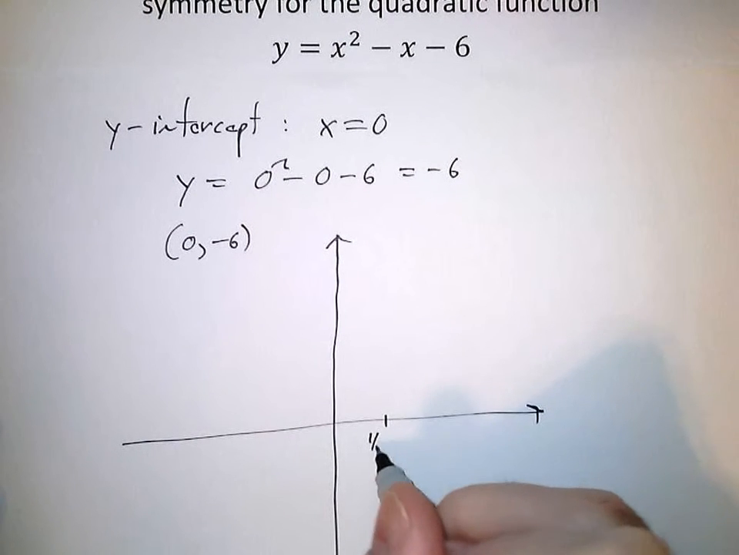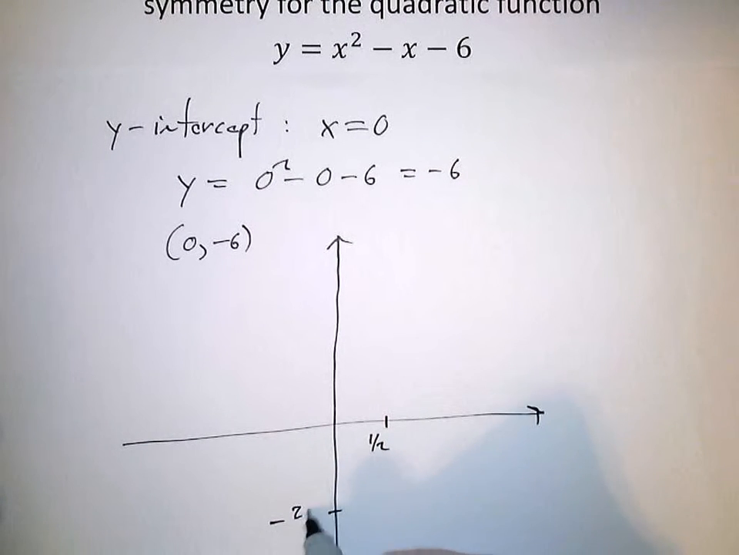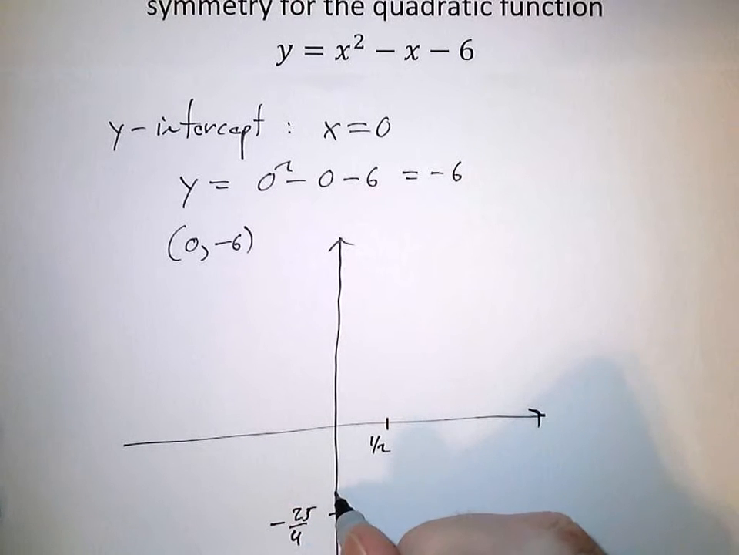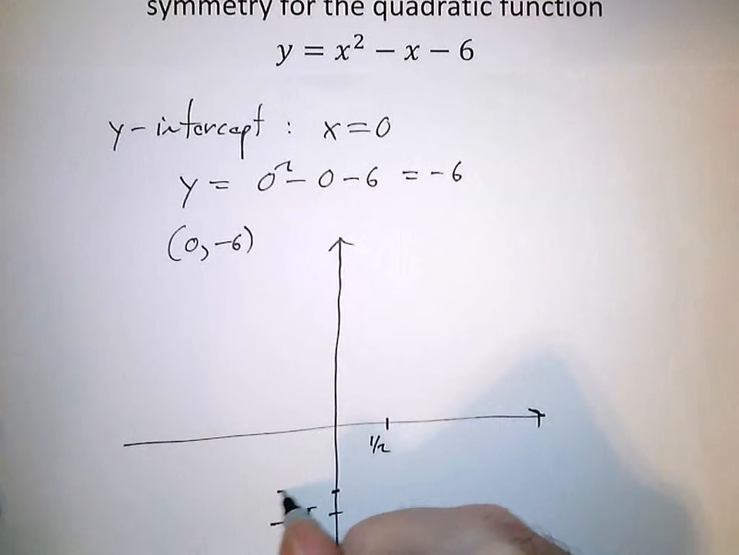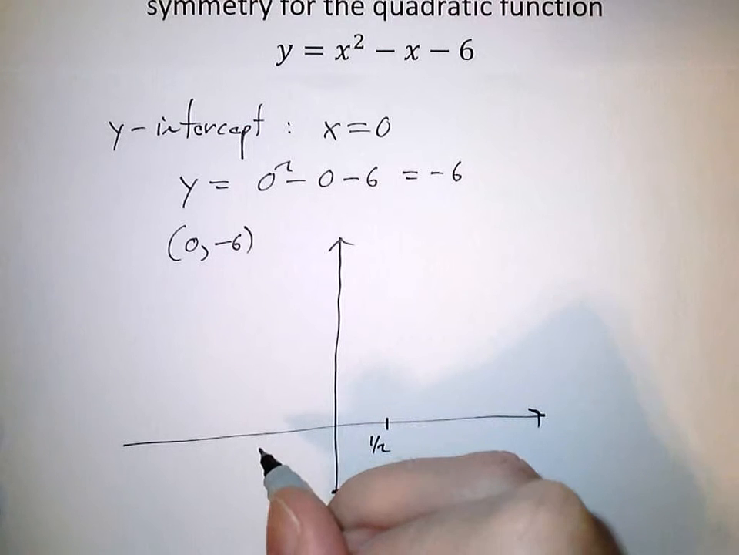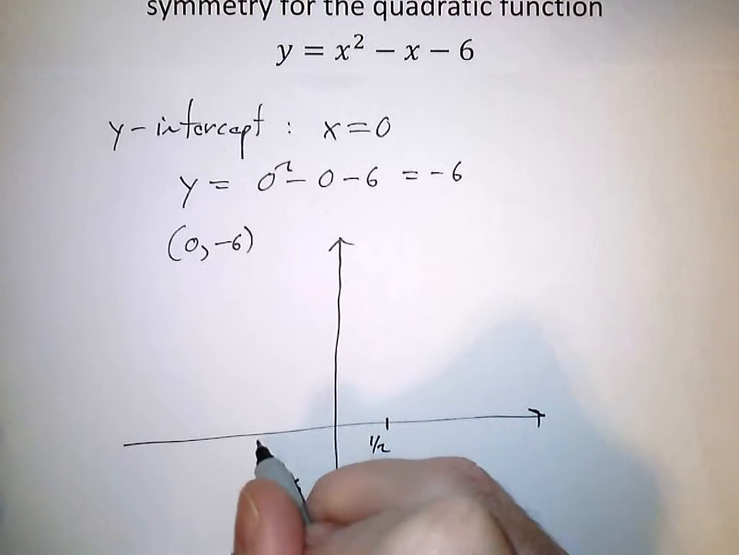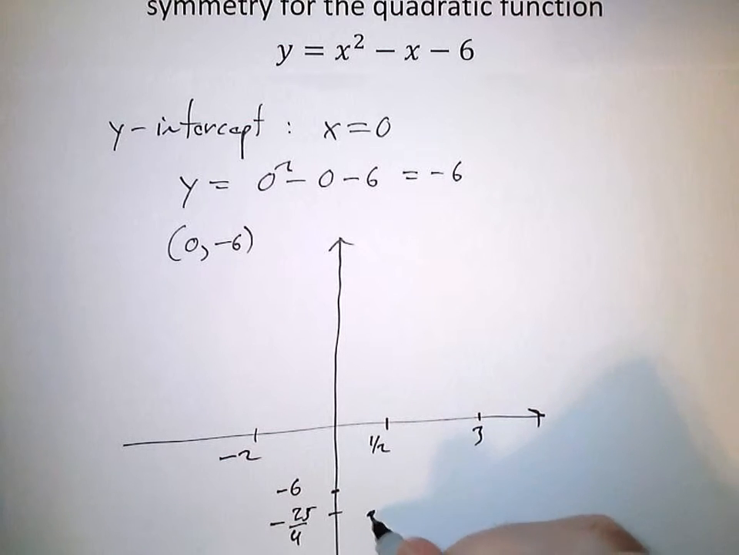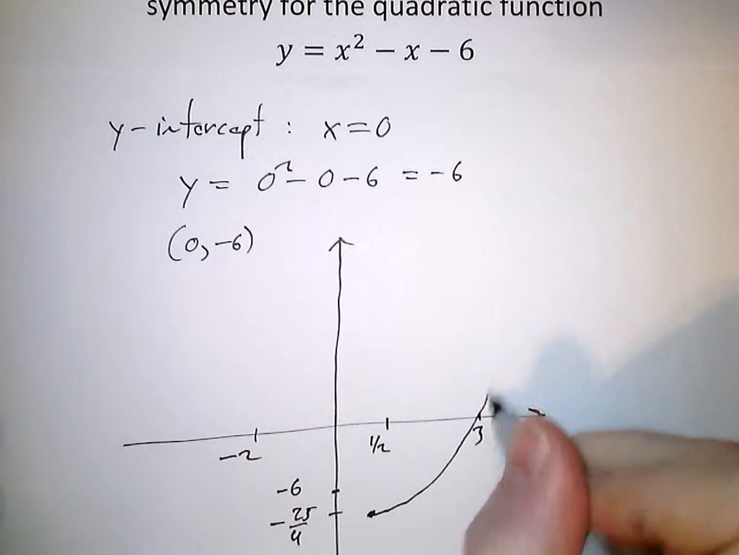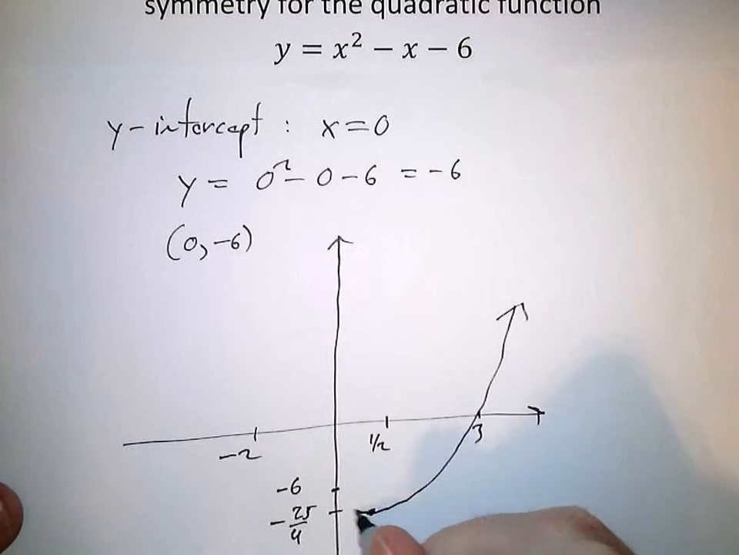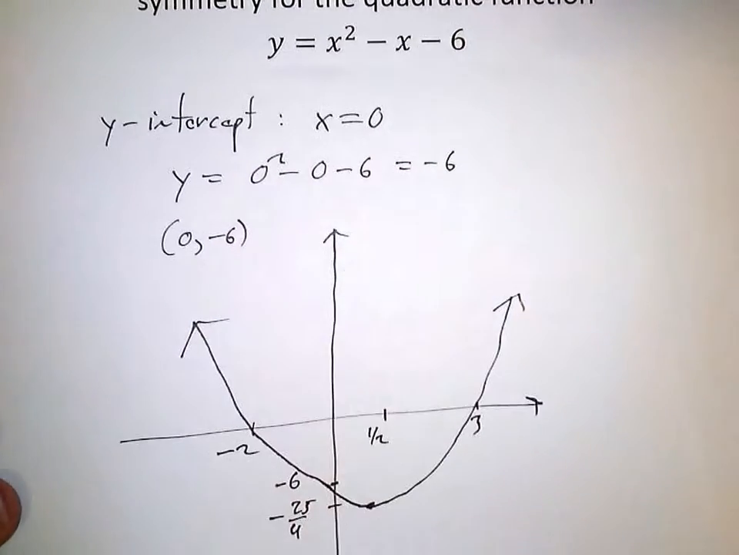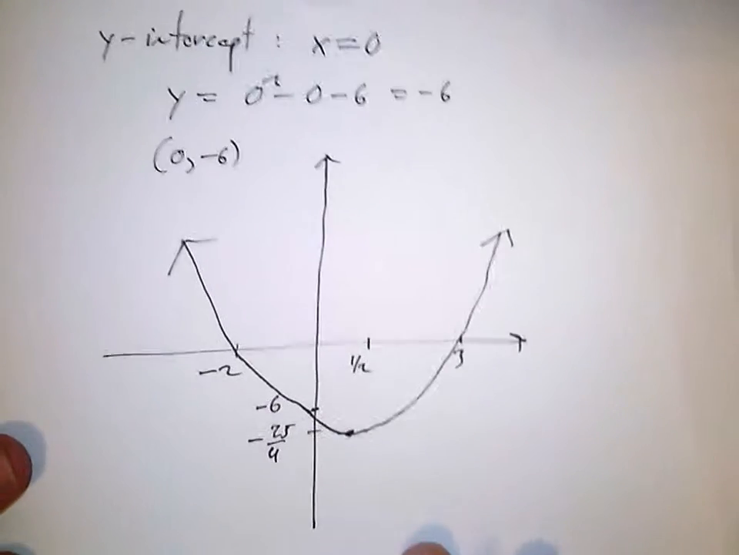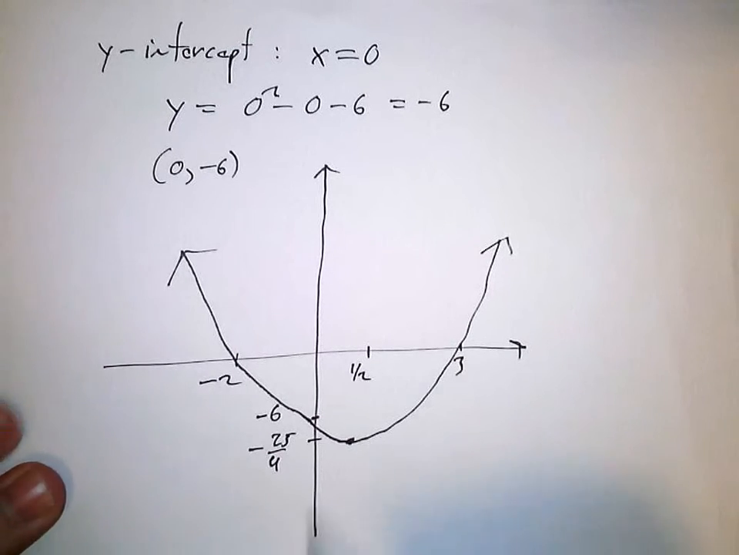So here is 1 half, and down here is negative 25 over 4. And then here is maybe negative 6. Over here I want to have negative 2, and over here 3. So I'm going to have something like this. Okay, I have this parabola. It's not very nice looking.